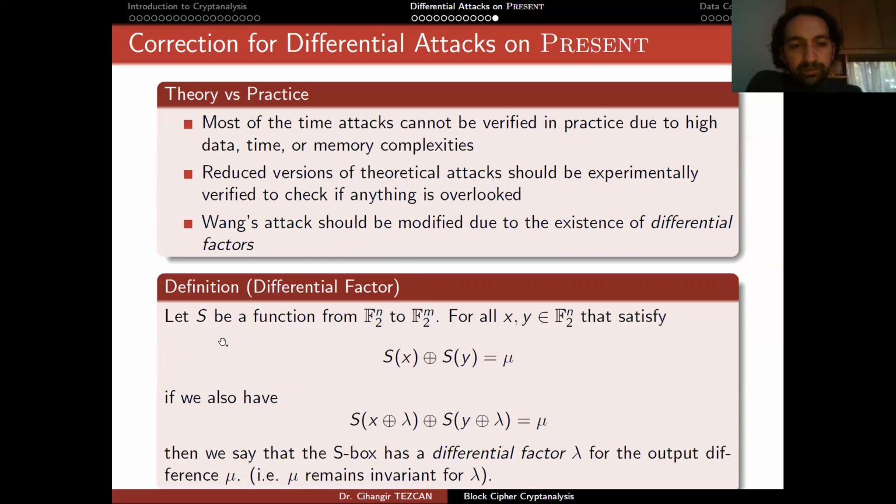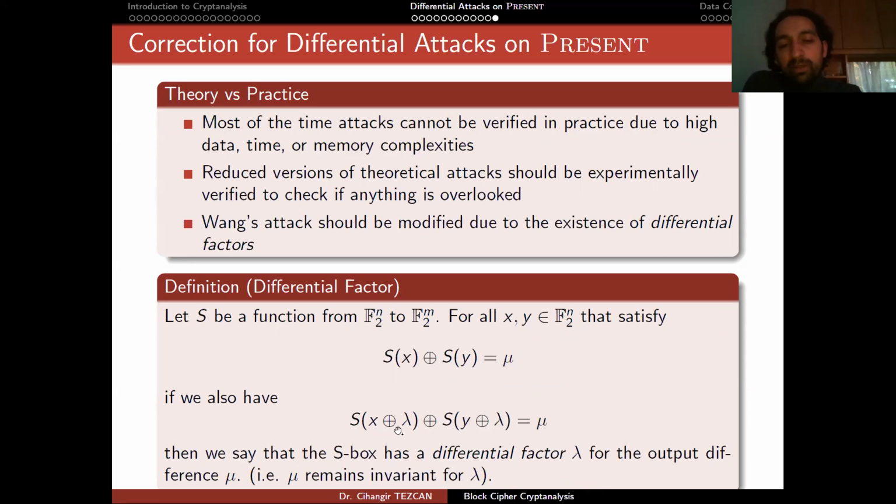So for an S box and for a fixed mu, if for every x and y where you have S(x) XOR S(y) equals mu, you also have S(x XOR lambda) XOR S(y XOR lambda) equals mu, then we say that the S box has a differential factor lambda for the output difference mu. Of course, if you take mu equals 0, you will have every possible lambda that satisfies this equation. So we are looking for non-zero mu's, and we call them non-trivial differential factors. This means that mu remains invariant for lambda.